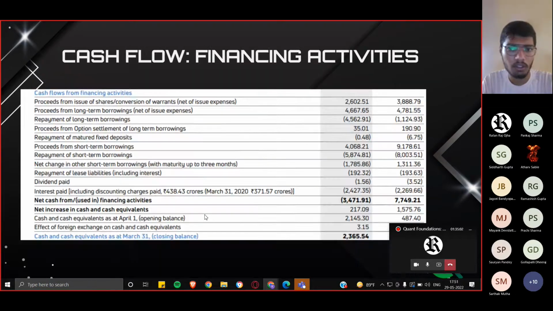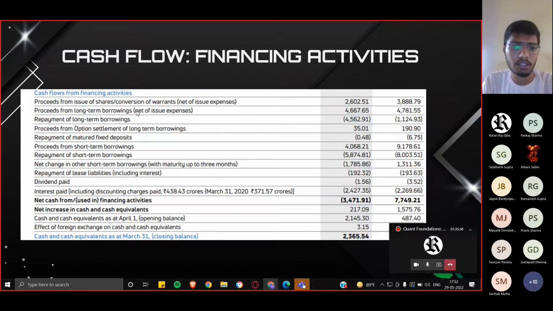Okay. So financing activities. This is the last part of cash flow. It will take some two to three minutes. Proceeds from issue of shares. Suppose they're issuing new shares, not by stock split, only by bonus issue. Then it comes under the issue of shares, or if they want to generate more revenue, it also comes under the issue of shares.